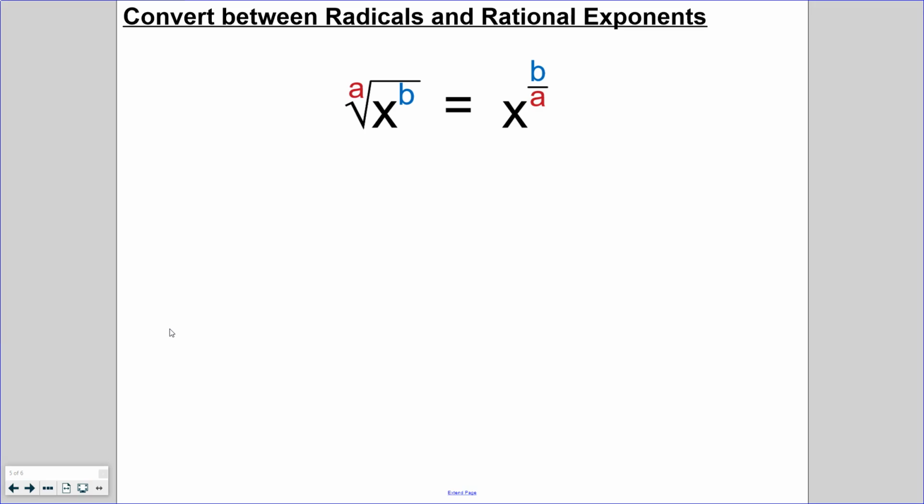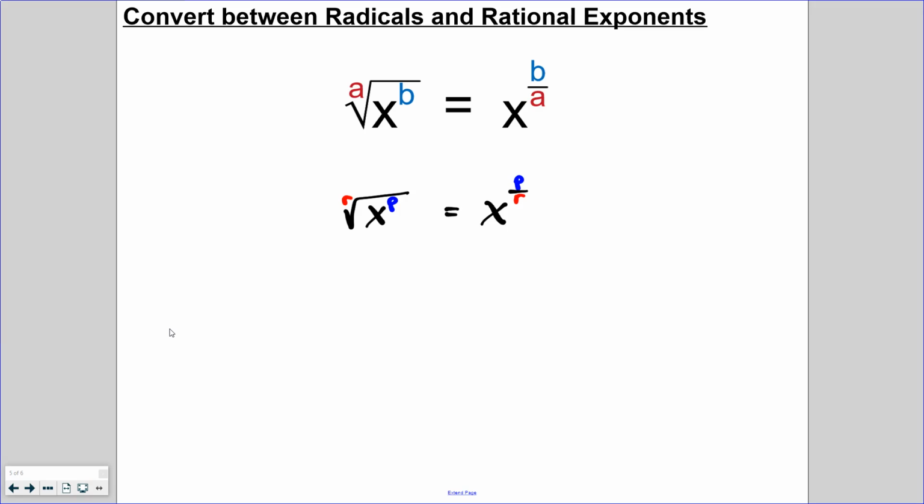Another way to think about this is that you might also have the rth root of x raised to the p power. So again, r stands for root, p stands for power. So the rth root of x to the pth power is going to be x raised to the power over root. So there we have it. The rth root of x to the pth power is x to the p over r.